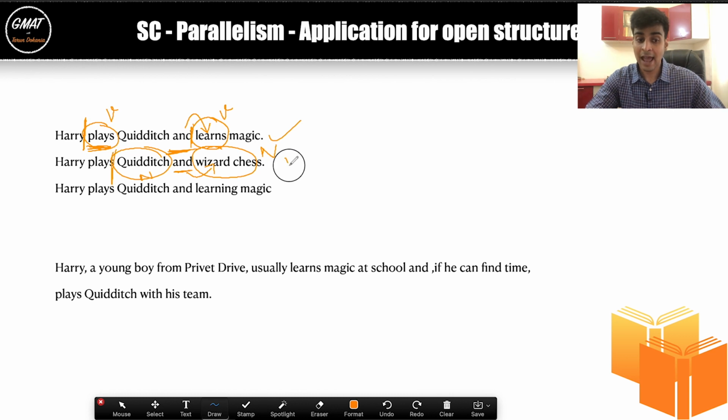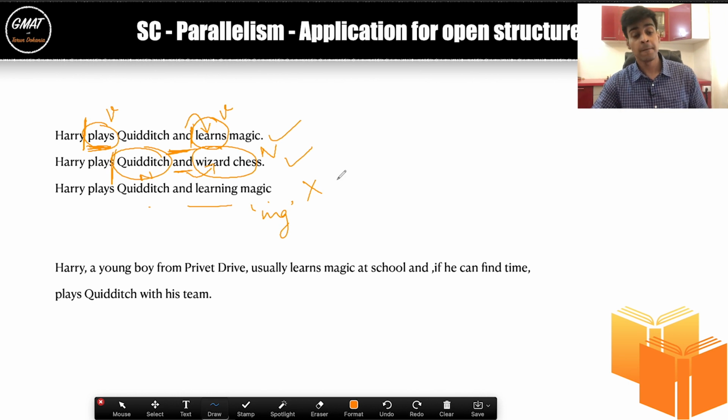Looking at the third one, I have "learning," which could be a gerund, which could be one of the 4 forms of "ing," which we'll talk about in a separate video, but it's an "ing" form. So I'm looking for an "ing" form before this. I have none. This can't be correct. Done.